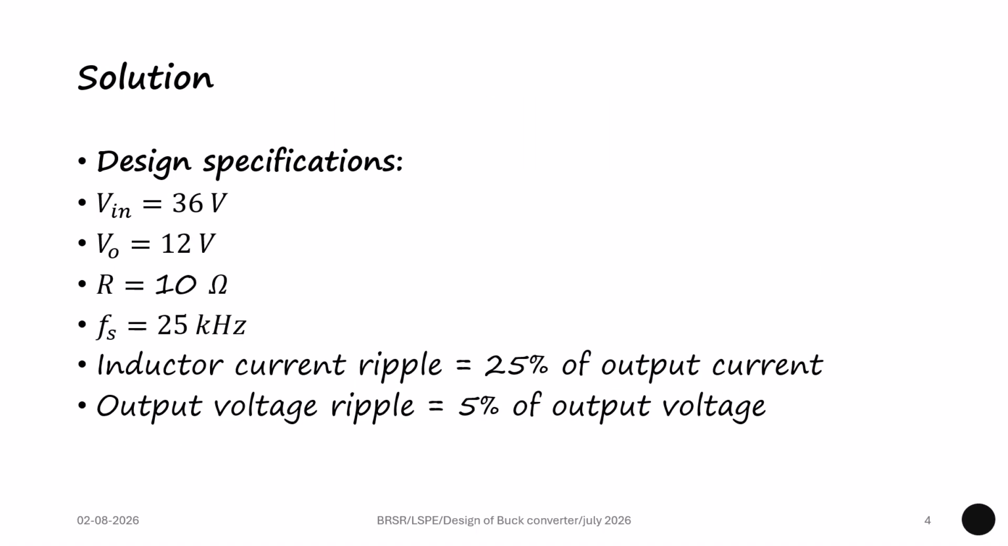The design specifications given in this problem are the input voltage, output voltage, resistance, the switching frequency of MOSFET, inductor current ripple and the output voltage ripple. Using all these data, we are going to design a buck converter. The very important step is to find out the duty ratio from which we will be able to find out the values of inductor and the capacitor using the formulae.